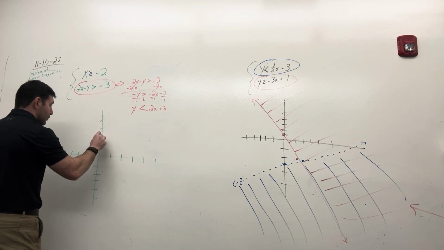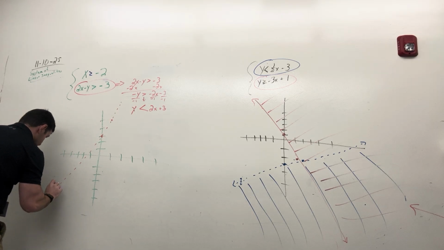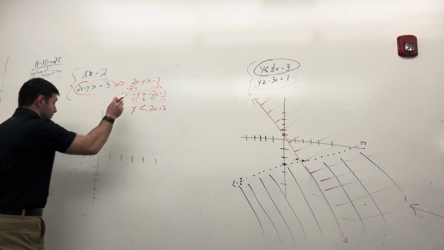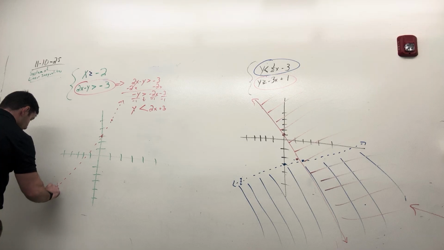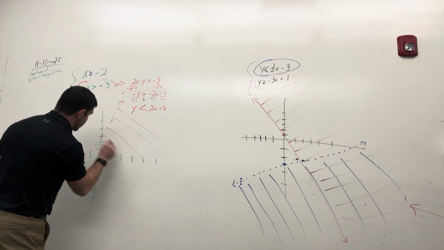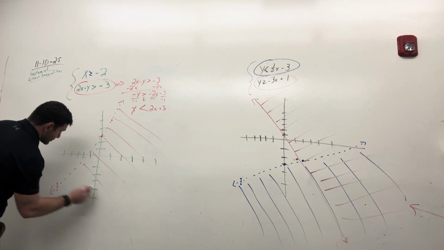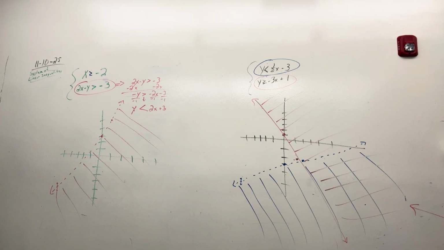So I'm now at 3, I go up 1, 2 over 1, and it is a dashed line. Notice how I take it a long way. Then it's less than. So where's less than? Underneath the line. Questions on how I did that one?